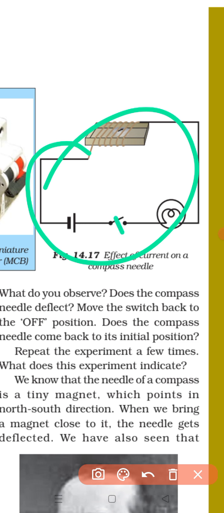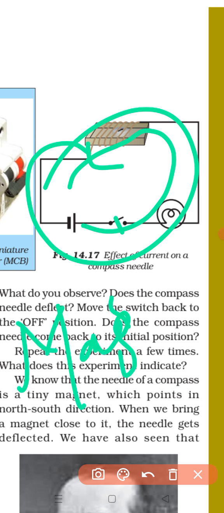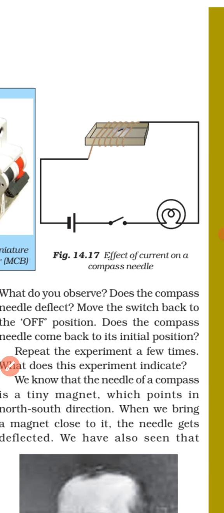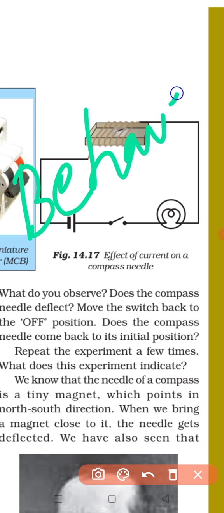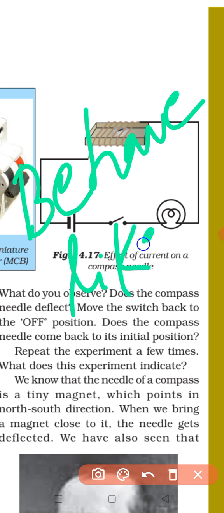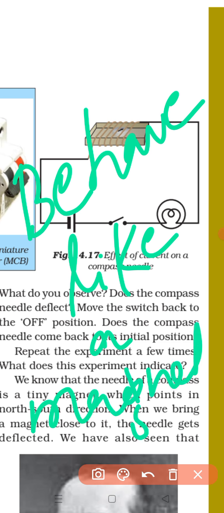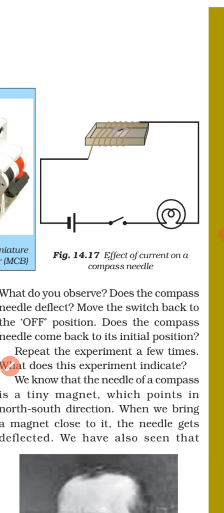If the switch is on, the current flows through the wire and it will behave like a magnet. Remember, mark my words. What will behave like a magnet? The current carrying wire will behave like a magnet. Clear?